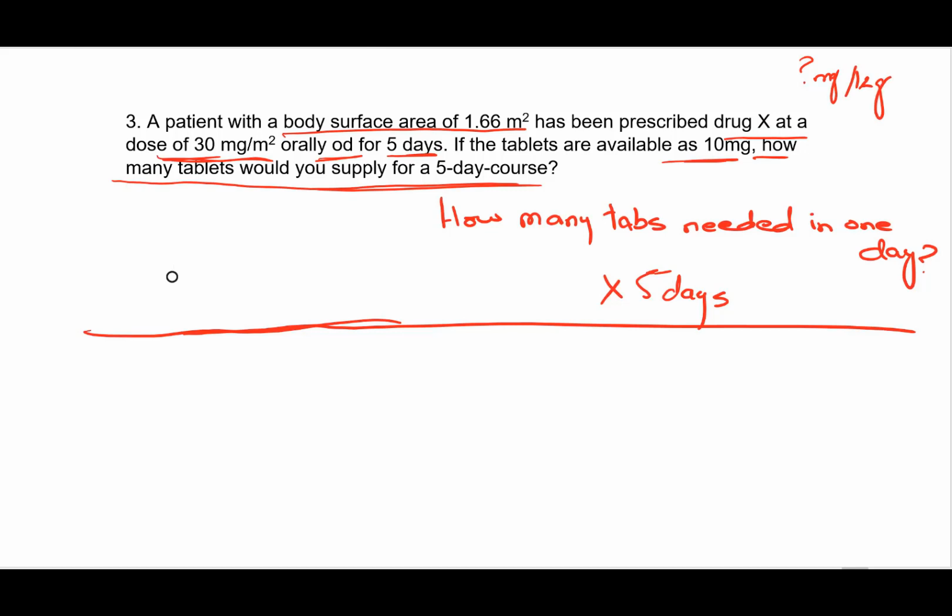But here we have got the example of the drug which is dosed as milligram per meter square. So it's one of the drugs which has the dose based on body surface area. So body surface area of the patient is given, so we just have to multiply the weight with it. So that's 30 milligram per meter square. So that means 30 times 1.66. That's the dose I'm calculating. So the dose turns out to be 49.8 milligrams.